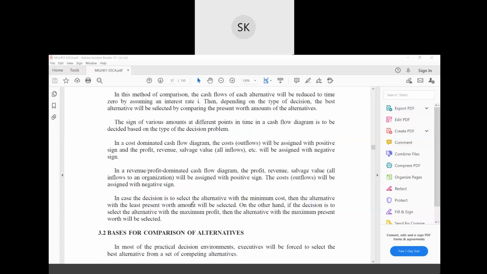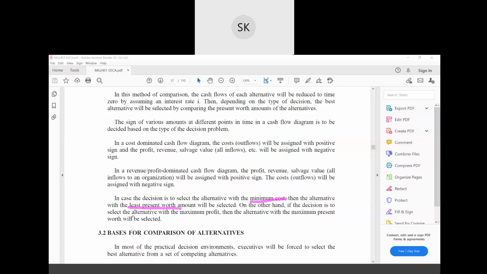Again, one more thing: if you have to choose which alternative is giving me the minimum cost, then you have to select the alternative with the least present worth amount. That means the present worth of that alternative is least. Understood? If the alternative has the least present worth, it will be the alternative giving us the minimum cost.